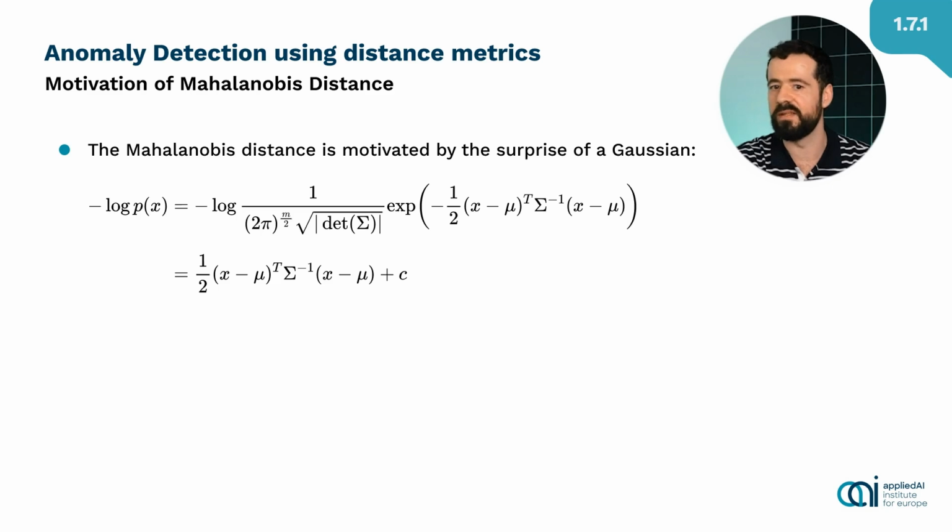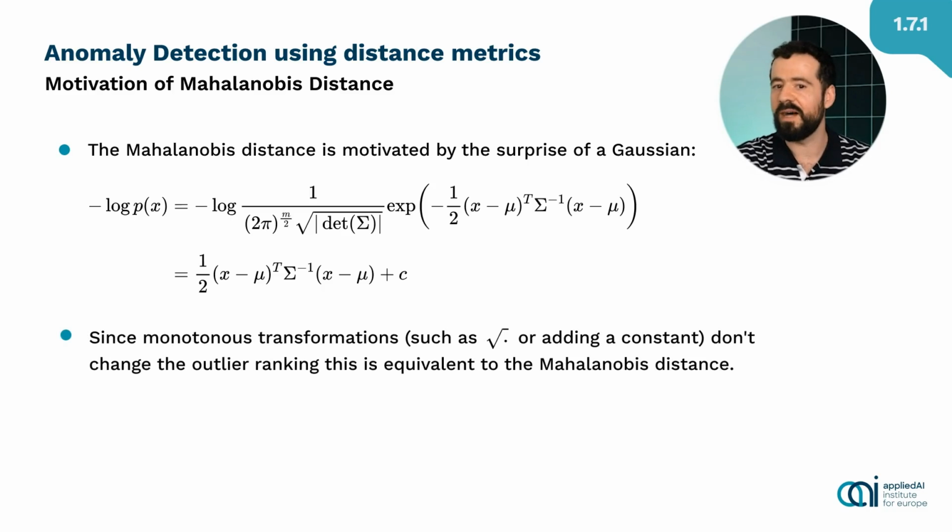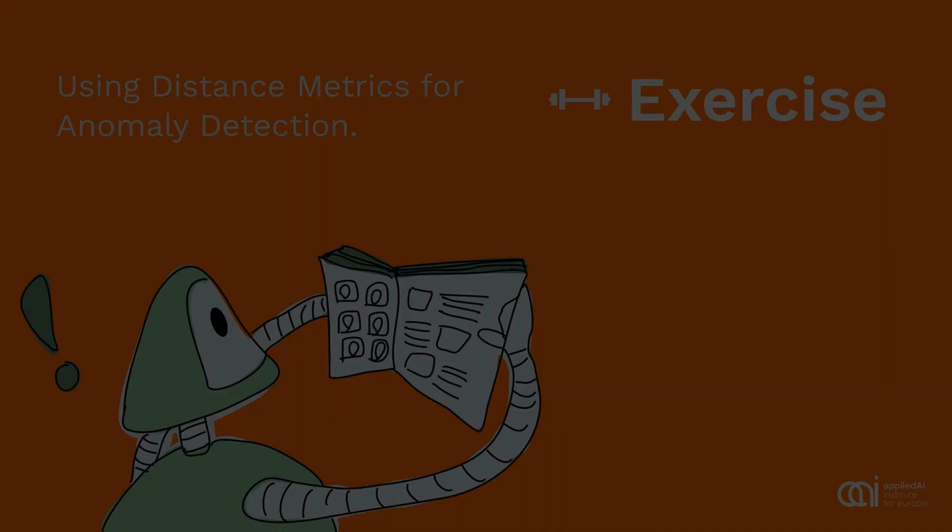The only difference is that we got rid of the c, the multiplicative constant, and we applied the square root to the expression. But all of these are monotonous transformations, meaning that they won't change the relative ranking of the outliers in our data. So in this case, we can really say that this will give us the same result as computing the surprise of a Gaussian. So in order to also get a practical grip on how to apply this, let's have an exercise.